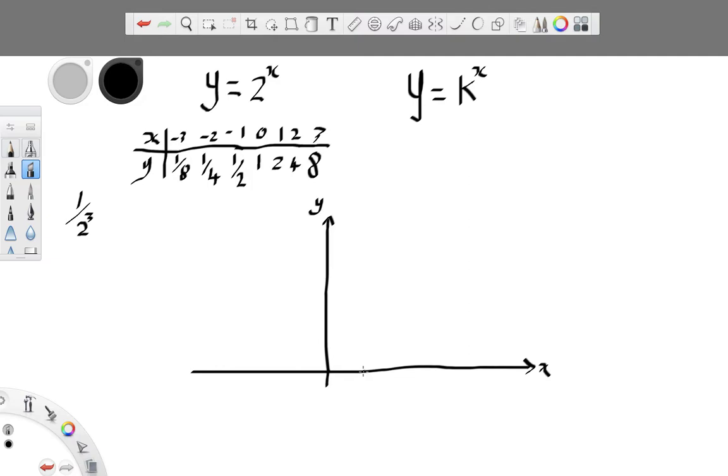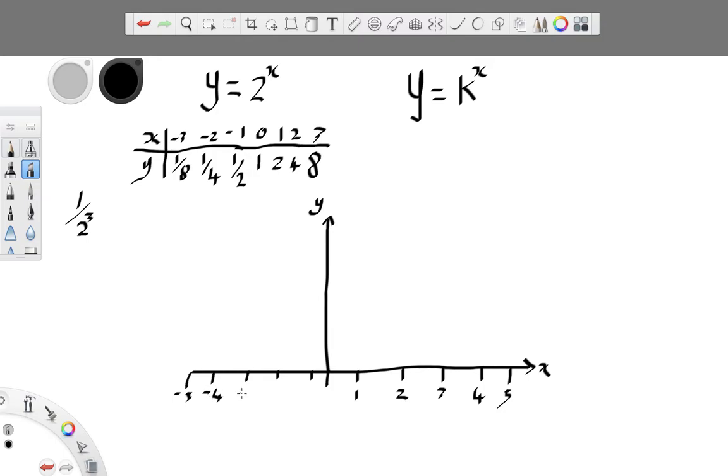So we'll have 1, 2, 3. Just keep going with those. 1, 2, 3, 4, 5. This way we'll have 1, 2, 3, 4, 5. So these are the negatives.